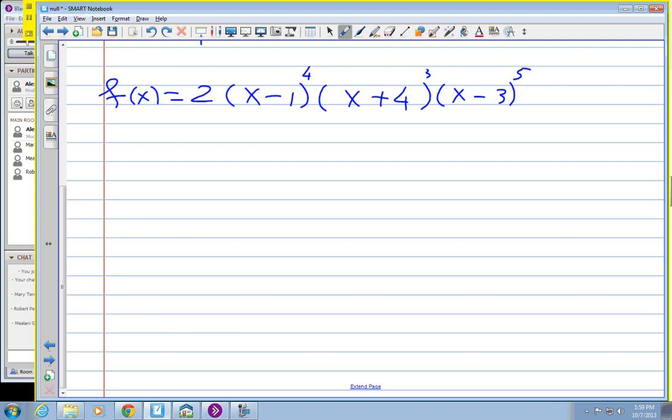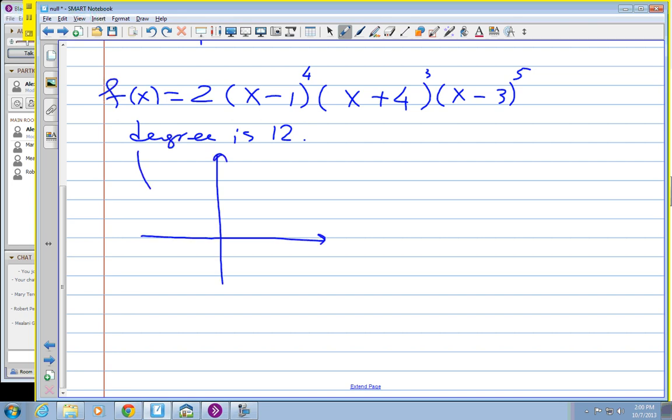So first of all, what is the degree of this polynomial? 12, right? If you were to actually open up all the parentheses, at some point you would go x to the power 4 times x to the power 3 times x to the power 5, which will give you 12. Or just, again, add all the exponents. That would be the degree of that polynomial. So the degree is 12.